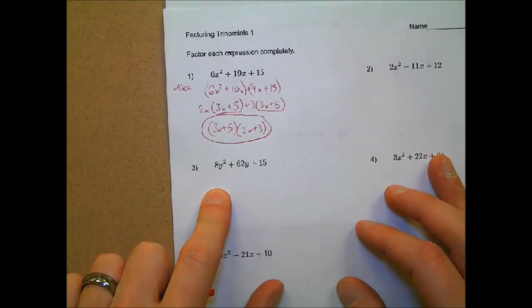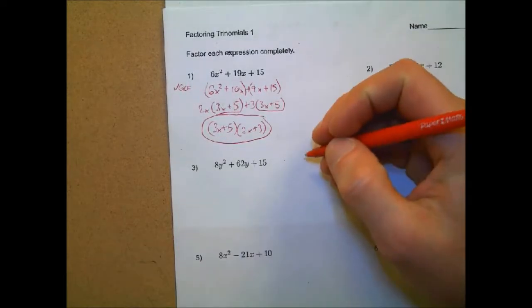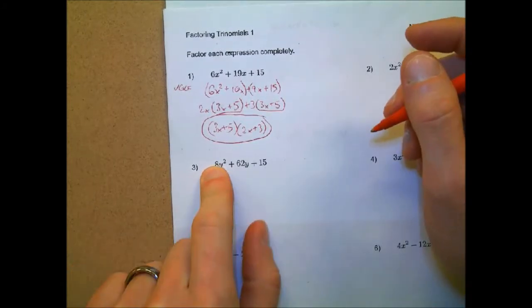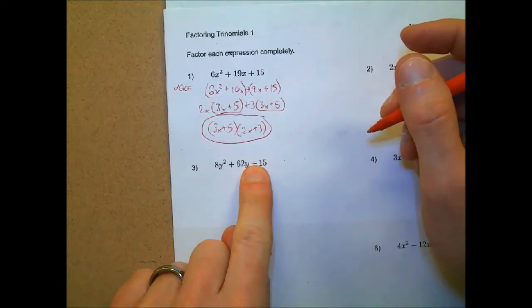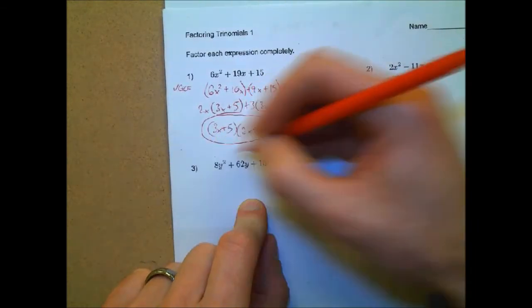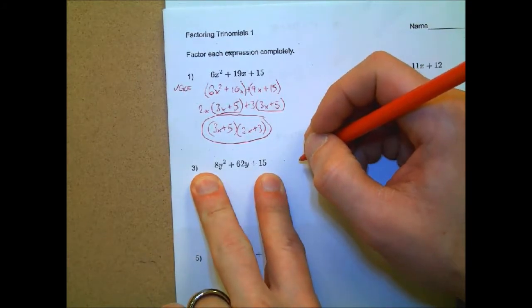So if we're not able to guess like Liv did, and Liv, that was a great job there, good job. What we can do instead is take our lead coefficient and multiply it with our constant. So take your lead coefficient, 8, and multiply it with 15. What is 8 times 15? Anyone know? That's 120.